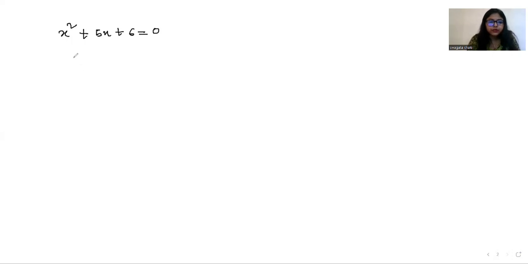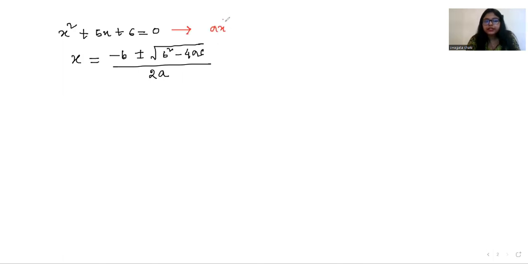Now, how can we find the roots? We know the solution: x is equal to minus b plus minus root over b square minus 4ac divided by 2a. Now we have to know what is the value of b, what is the value of a. So if we compare this equation with ax square plus bx plus c is equal to 0, then we will get a is equal to 1, b is equal to 5, and c is equal to 6.